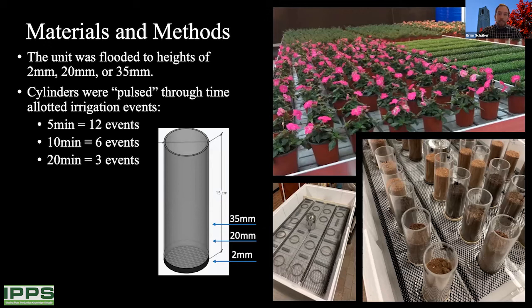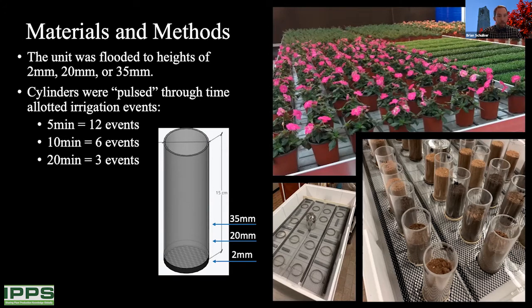2 millimeters we used to simulate capillary water capture of the substrate only, so we're not flooding it. Water is held at the very base of it, allowing the substrate to do all the work for us. 20 millimeters represented a fifth of the cylinder itself, and then 35 represented a third. And the 35 millimeters was generally found to be used as an irrigation practice.